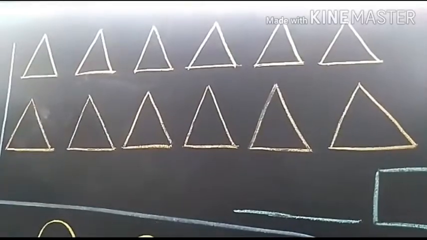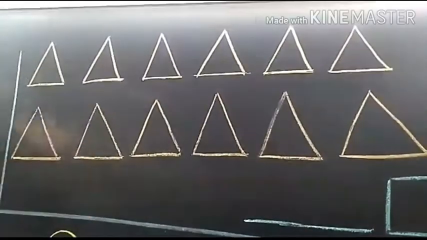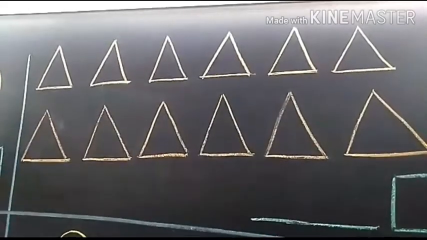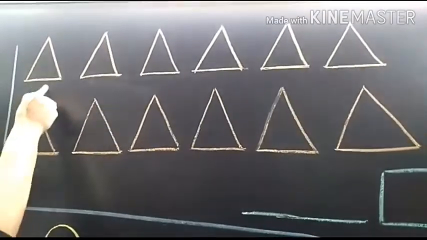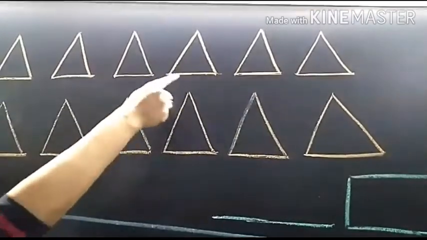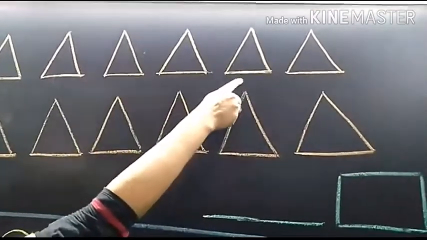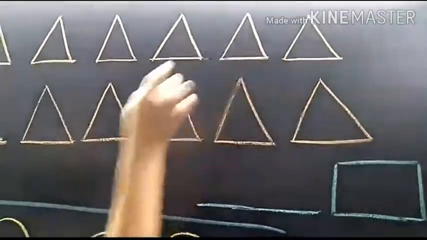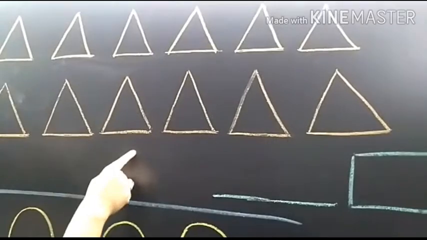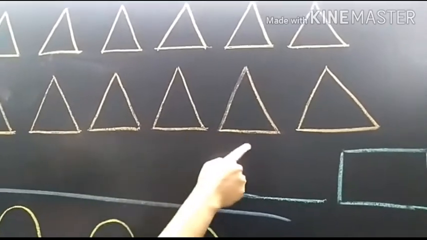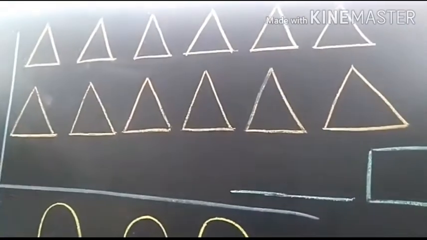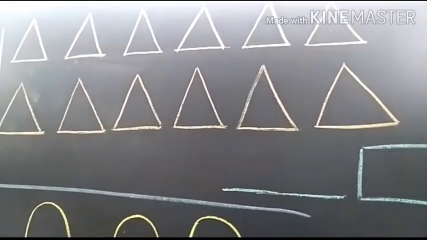Now what do you see here? Yes, there are triangles here, right? So now let's count all these triangles. Come on. 1, 2, 3, 4, 5, 6, 7, 8, 9, 10, 11, 12. Now you also have to count with me, okay? Come on, let's start counting.